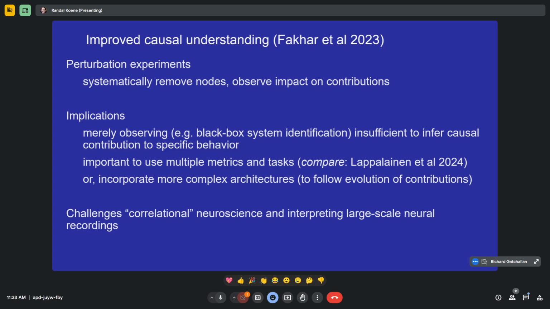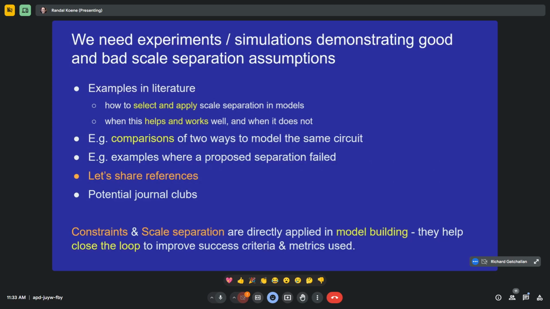And that reminds me a bit of some of the comments that we had on the Lapalainen paper, because of course they did not study what they were doing in multiple tasks, and they did not get into a more complex description of the architecture. Instead, they stereotyped everything. Overall, this is a challenge to the traditional correlational methods used in neuroscience and to such interpretations of large-scale neural recordings. That's really the main point that they keep harping on over and over again. And I think harping is a bad word for it. It's a very good comment that they're making.